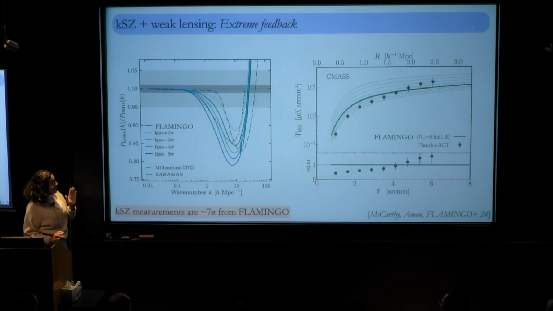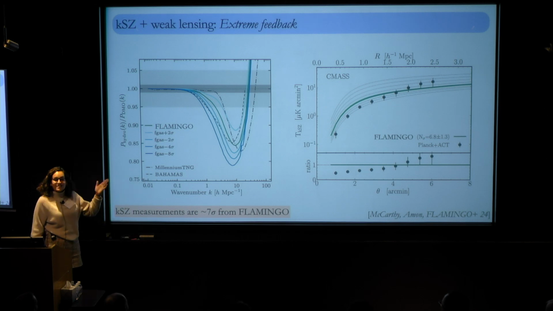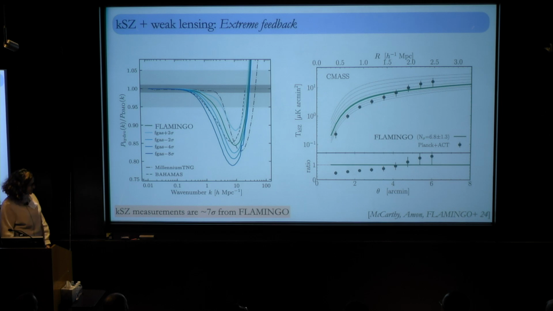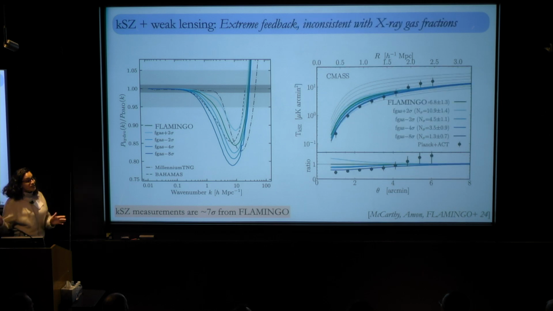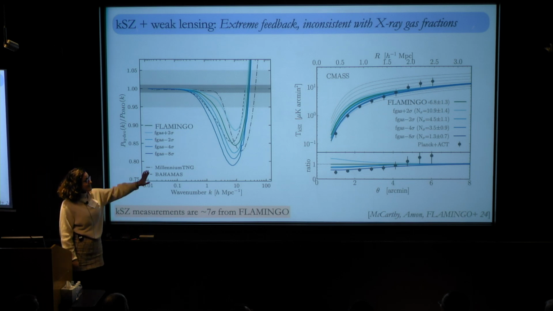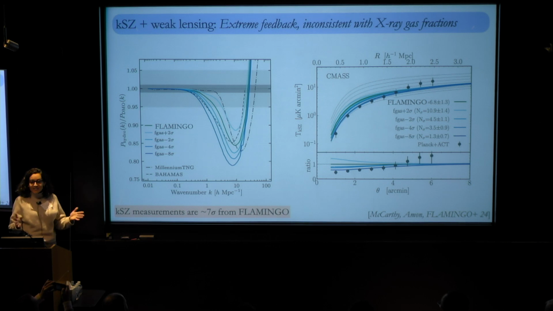Now, once we did that, and we measured the KSE in Flamingo, we found that we were 7 sigma. The data was 7 sigma away from the Flamingo simulation prediction. So we tried doing it in all of the other simulation variants, and we found that the best fit that we could get was from the variant that was 8 sigma away from the gas fractions. So something is weird here. The KSE is not consistent with the X-ray information.